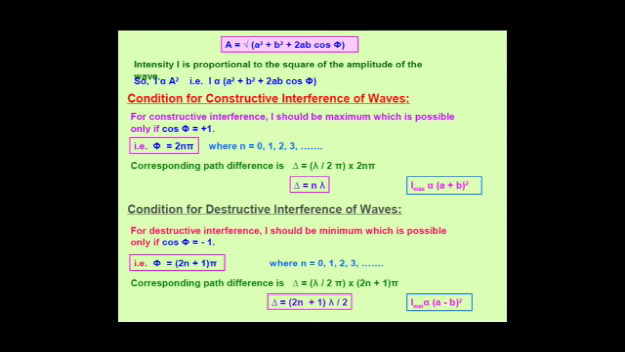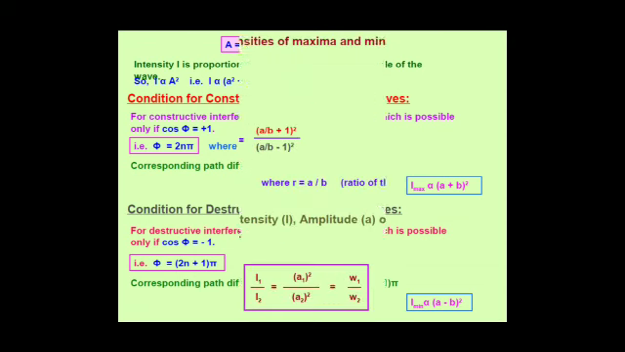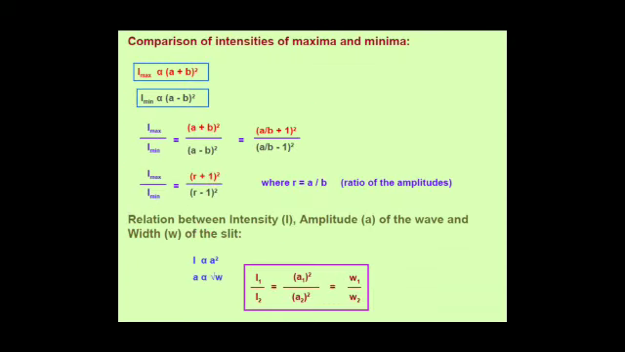If the amplitudes of both the waves are equal, then the resultant minimum intensity will be 0. The ratio of maximum intensity to the minimum intensity is (A plus B) whole square upon (A minus B) whole square, which is equal to (A by B plus 1) whole square upon (A by B minus 1) whole square, where A by B is the ratio of the amplitudes of the two superimposing waves.